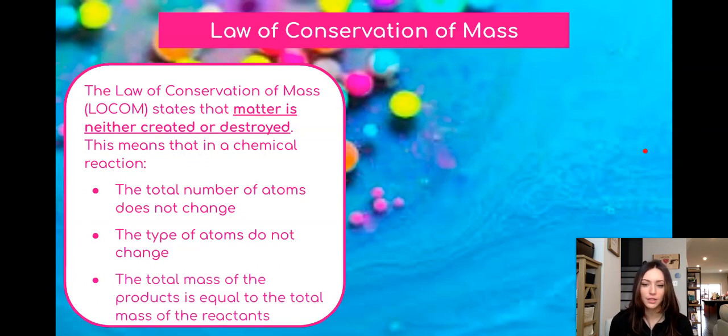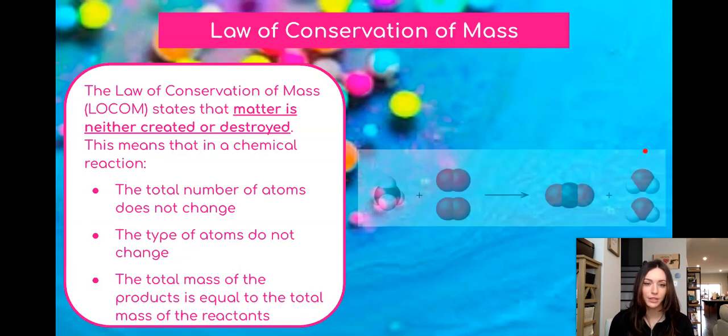Finally, this tells us that the total mass of the products is equal to the total mass of the reactants. This has to be true in order to support this law of conservation of mass, meaning that mass never changes. So the mass in the beginning of the reaction is exactly the same at the end of the reaction.